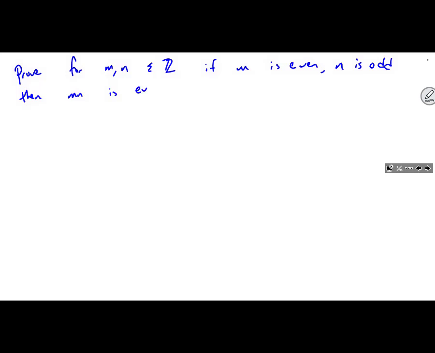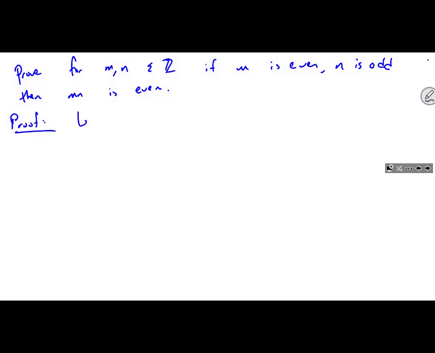Let's do a second one. Let us prove for m and n in Z, if m is even and n is odd, then the product m times n is even.